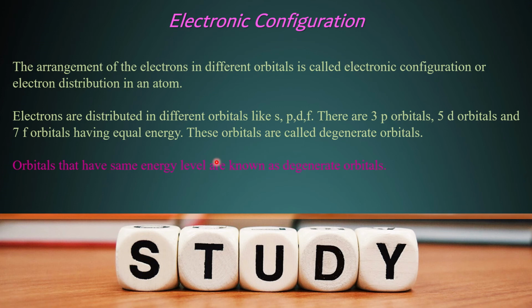So what are degenerate orbitals? Orbitals that have the same energy level are known as degenerate orbitals. The s orbital is only one orbital, so the s orbital is not a degenerate orbital. The p orbitals, d orbitals and f orbitals are degenerate orbitals.